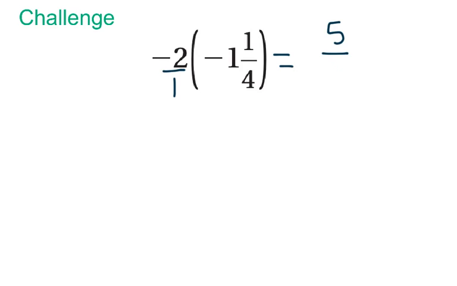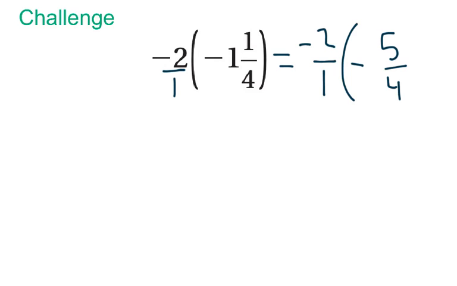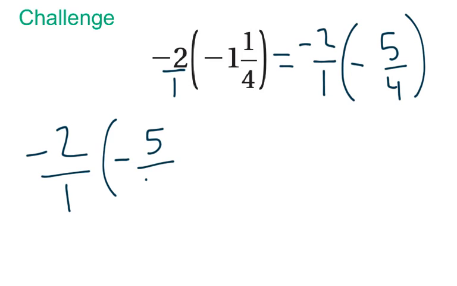Okay, and actually I'm going to write the whole thing. Sorry for going back and forth so much. So I've got negative 2/1 times negative, instead of negative 1 and 1/4, I'm going to write it as 5/4. Now I have two fractions that I can multiply straight across. So I'm going to rewrite it, negative 2/1 times negative 5/4. And now I can multiply straight across.